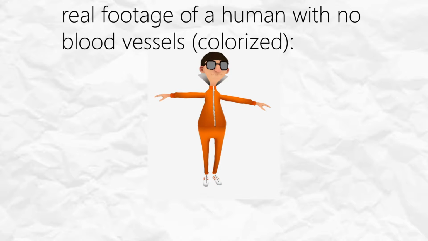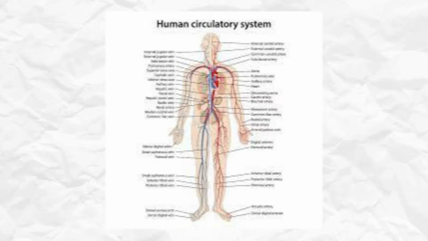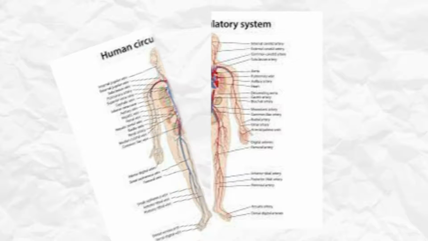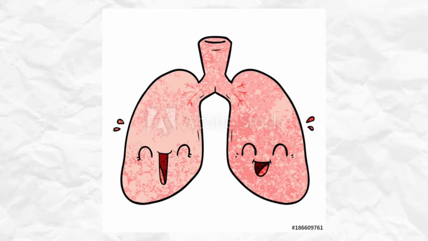Now, these blood vessels are obviously very important to our existence as human beings, as there are arteries and veins for specific parts of the body. The circulatory system is split into two parts: systemic and pulmonary circulation. Firstly, let's start with pulmonary circulation. Pulmonary circulation is the blood going from the heart to the lungs to be oxygenated.